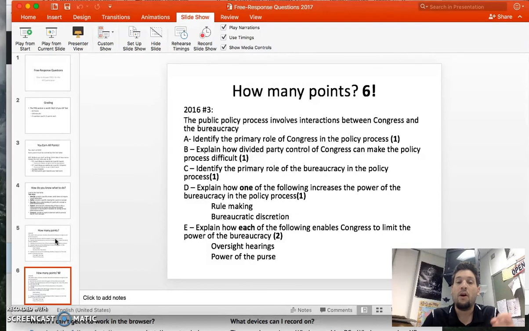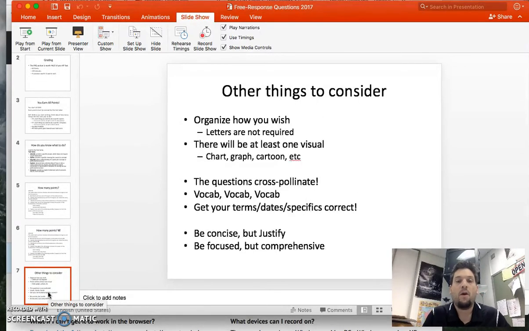So you have to explain oversight hearings and how that works with Congress, and the power of the purse and how that works with Congress. If you get this question wrong, I'm going to be so upset. We know this stuff. But now that you know that it's 6 points, hopefully you can see the things that you need to do and you can go from there. So let's wrap this whole thing up.